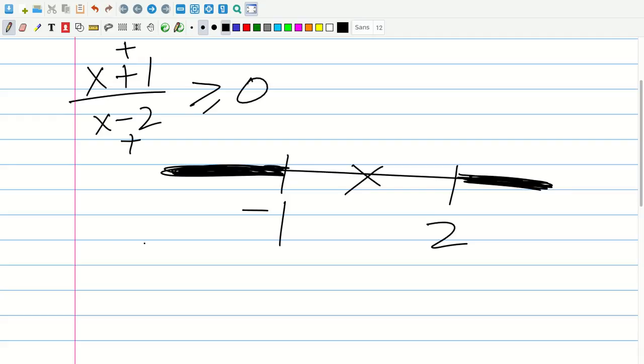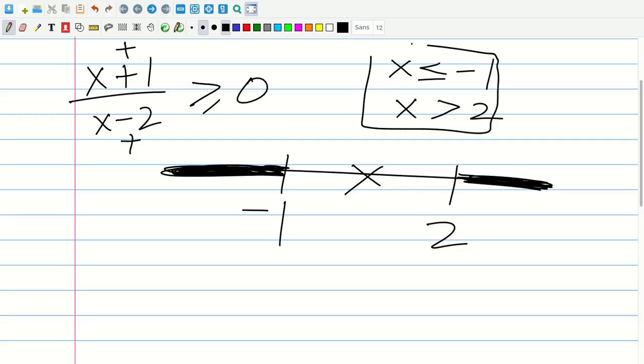Okay. So the solution that I would pick, what I would say is the answer is the following. It would be x less than or equal to -1 and x greater than 2. Notice I don't put greater than or equal to 2 because x cannot be equal to 2 because you can't divide by 0. So this would be my solution set.